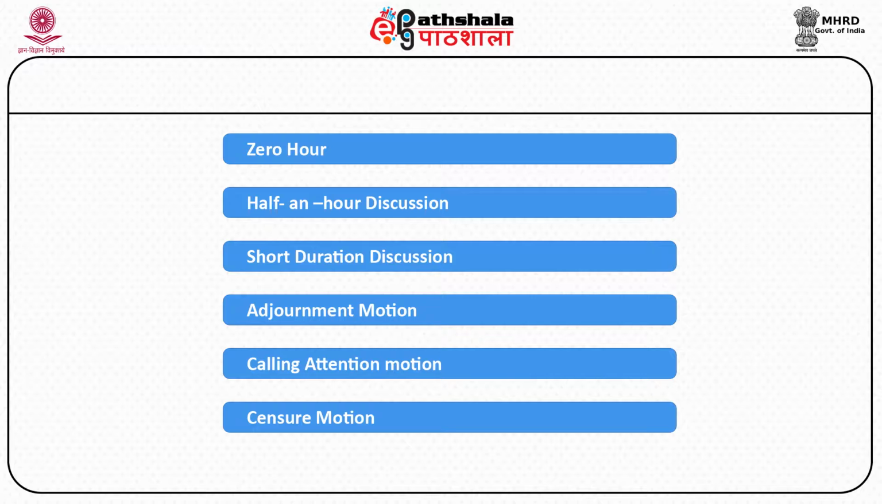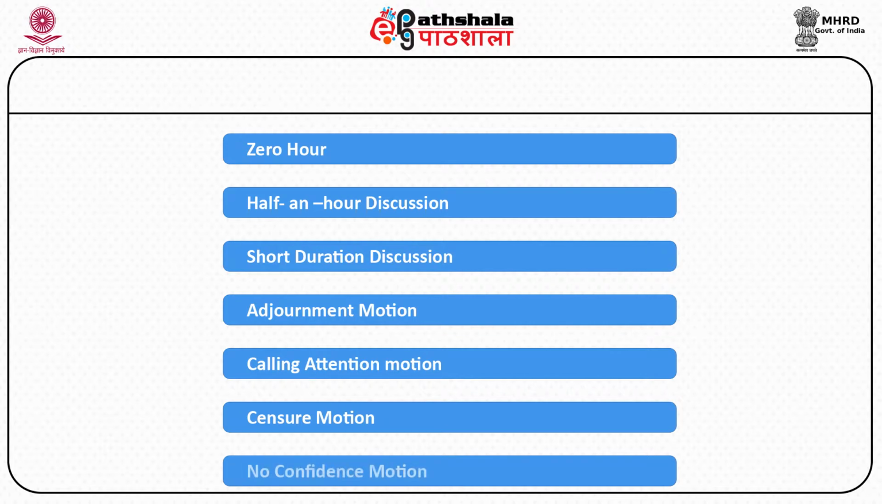This motion needs the support of at least 50 members to be admitted. As it interrupts the normal business of the House, it is regarded as an extraordinary practice. It involves an element of censure against the government, and hence the Rajya Sabha is not permitted to make use of this device. No confidence motion.